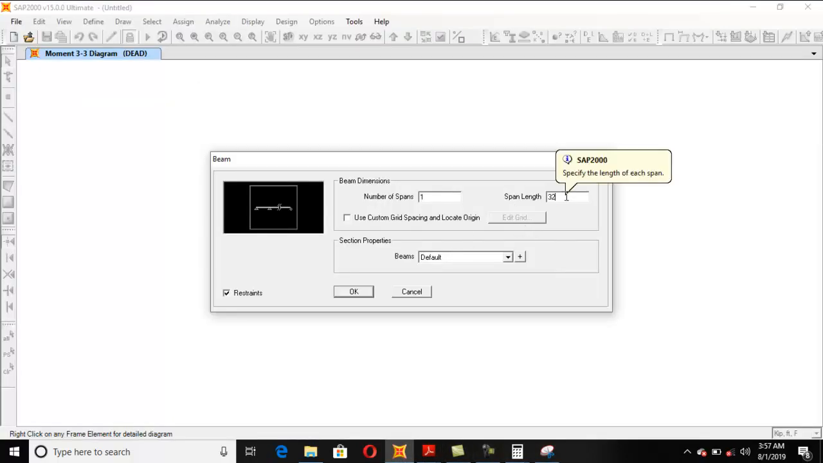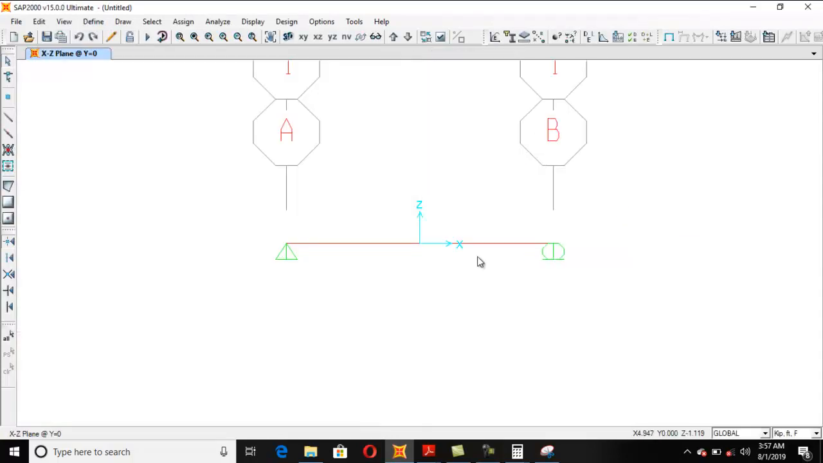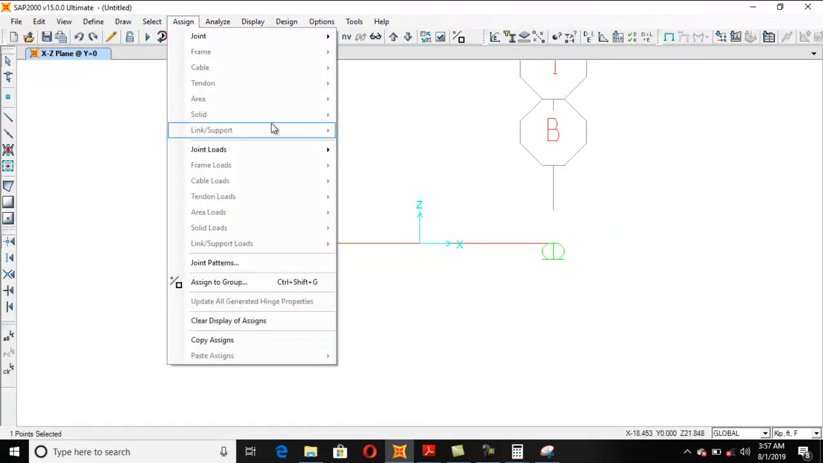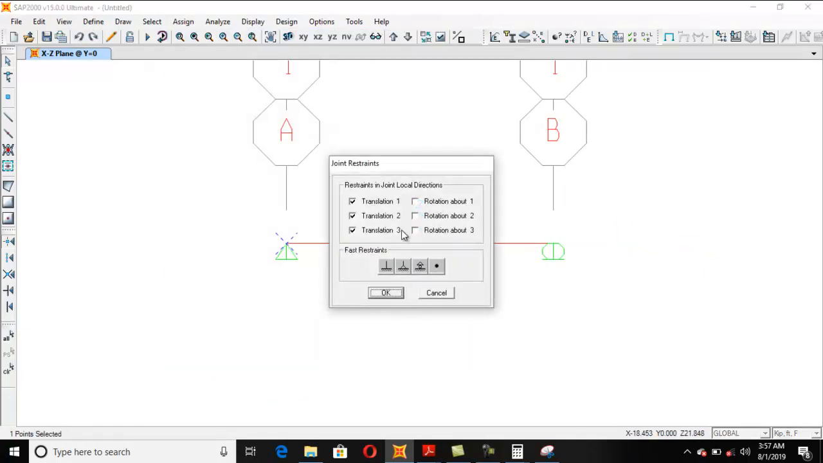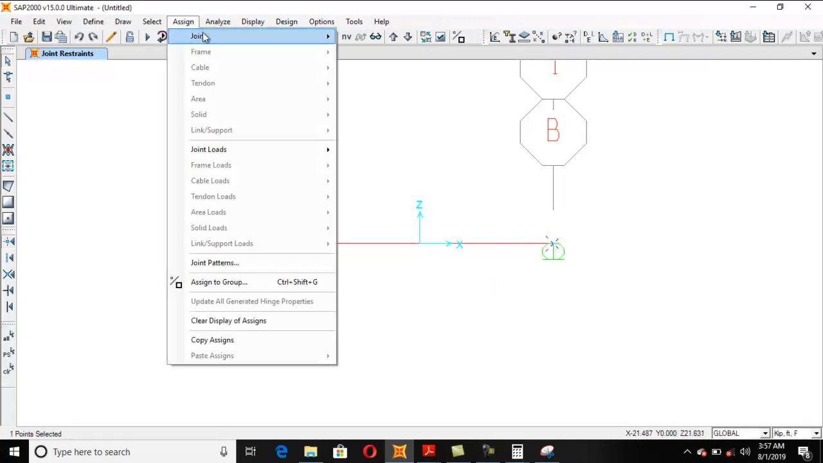Span is 32 feet. This is the beam. Let's see, check if the joints are okay. This is the hinge and this is the roller.